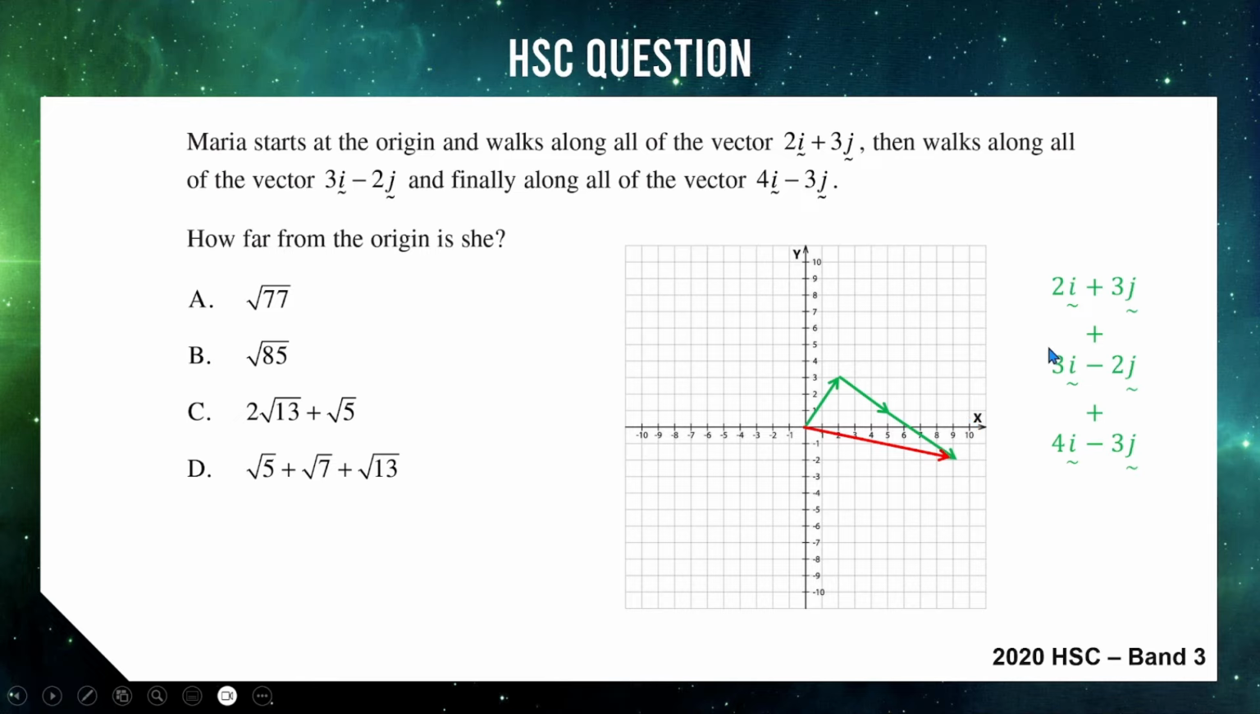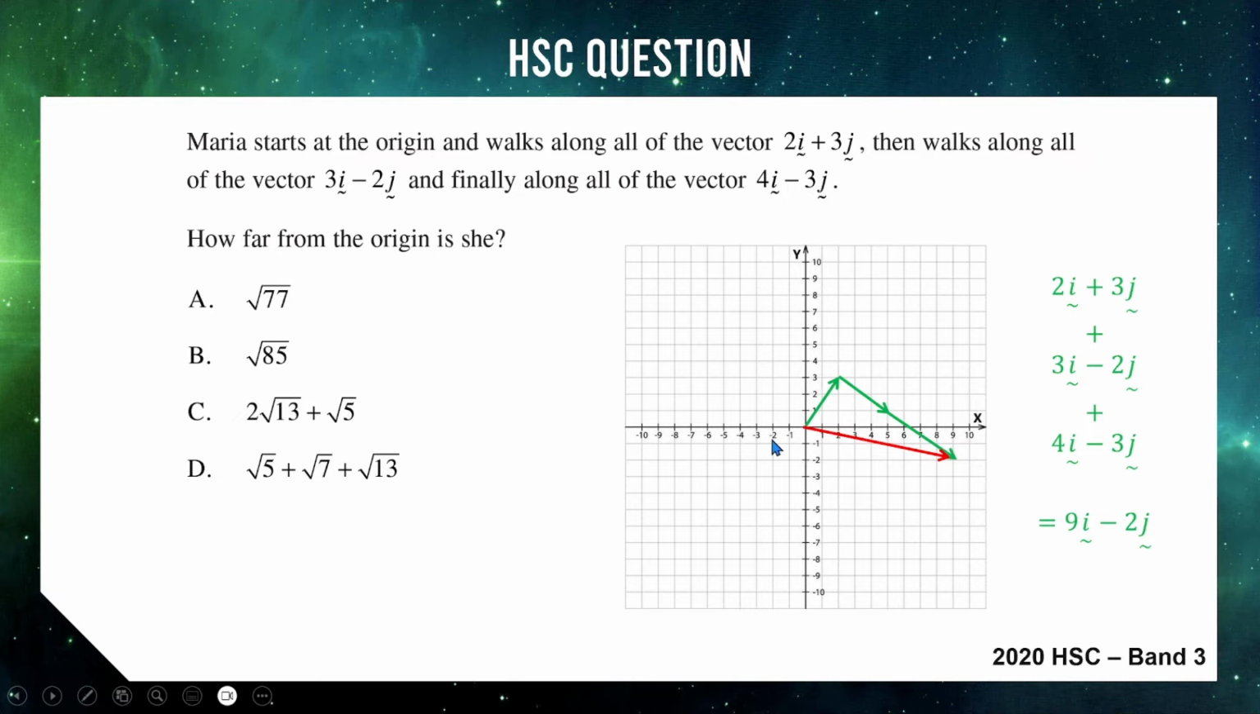If we add the horizontal components together, we get 2 plus 3 plus 4, which is 9. The vertical components are 3 plus negative 2 plus negative 3, which is minus 2. So we end up with 9 for our x component and minus 2 for our y component. That is the vector shown in red here. It's going across 9 and it's going down 2. So the algebra and the geometry are matching up perfectly.